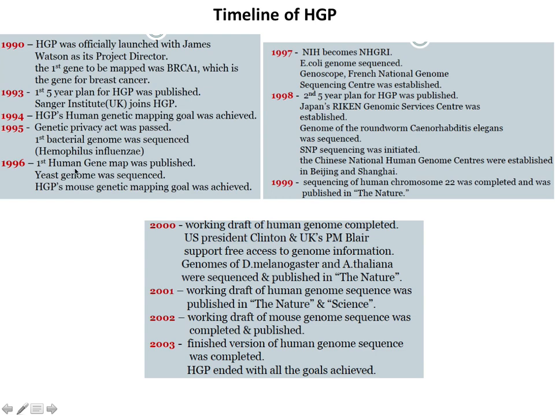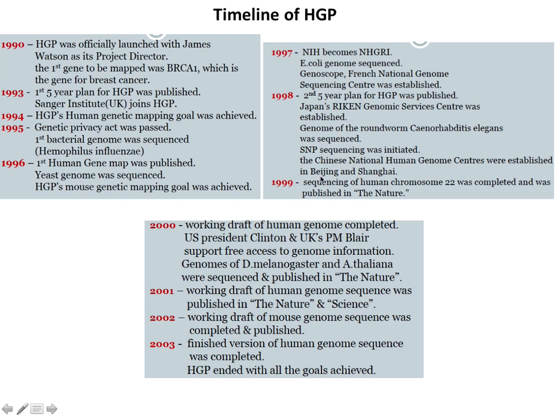In 95, the Genetic Privacy Act was passed, and then the first bacterial genome was also sequenced in parallel. In 1996, the first human gene was published in Nature, and the yeast genome was also sequenced. In 97, NIH actually became the National Human Genome Research Institute, and the E. coli genome was sequenced in 97, parallel to the human genome.